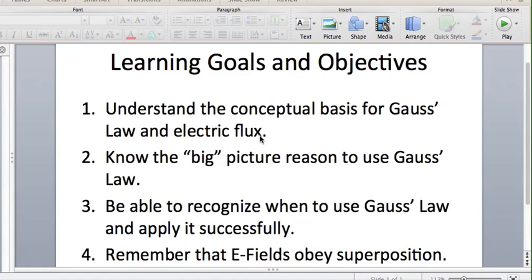The purpose of this video is to familiarize everybody with Gauss's law, its common applications, and its common solutions. So we'll start off with our learning goals and objectives.